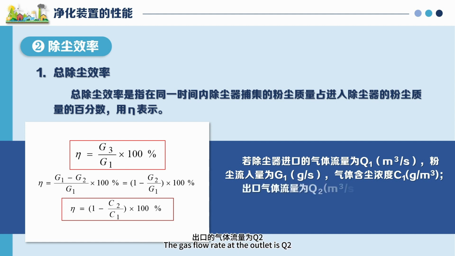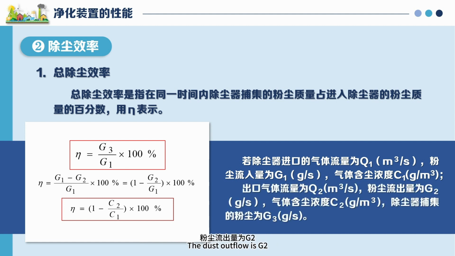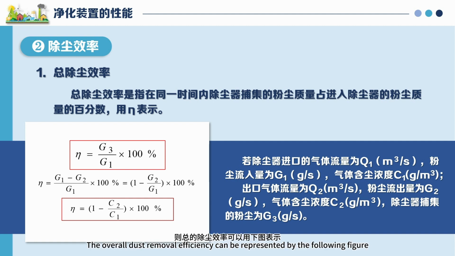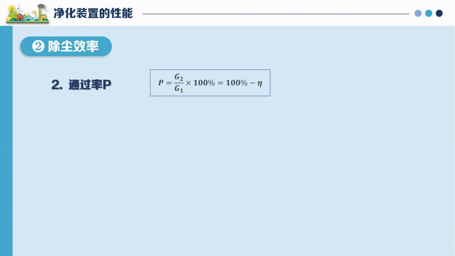The gas flow rate at the outlet is Q2. The dust outflow is G2. Gas dust concentration C2. The dust collected by the dust collector is G3. The overall dust removal efficiency can be represented by the following figure.